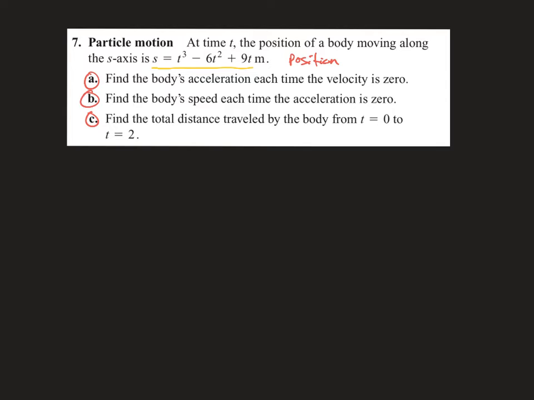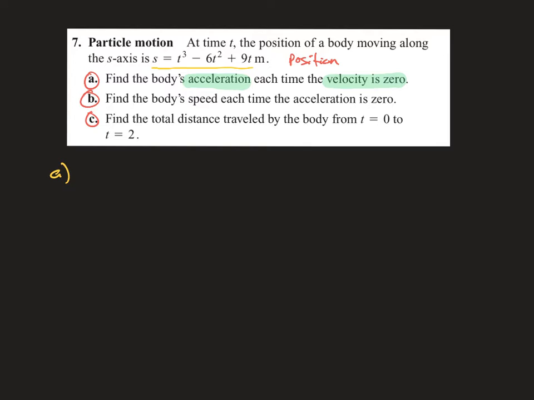related to this function. In part A, which we'll do first, we're asked to find the body's acceleration each time the velocity is 0. So there's two things going on in this problem that we have to pay attention to. First of all, we need to know when the velocity is 0 so that we can plug it into the acceleration, meaning that I'm going to have to find the velocity function and the acceleration function. So let's do that right now.